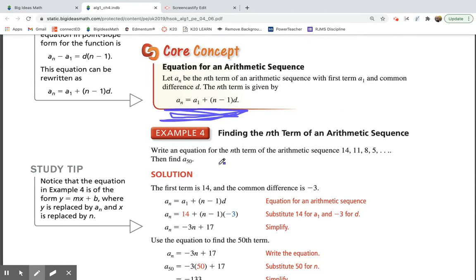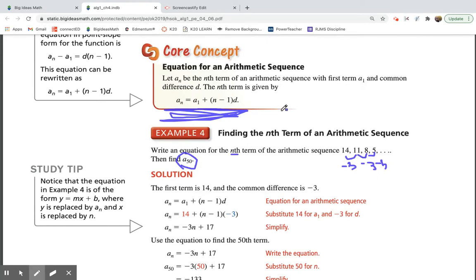So we'll look at a problem that uses that to kind of explain it a little bit. So it says, write an equation for the nth term of the arithmetic sequence. So here's our sequence. Then find A sub 50. Okay, so first thing we do, let's go ahead and find our common difference. From 14 to 11, that is plus a negative 3, or minus 3. 11, 10, 9, 8. Again, same thing. And 8 to 5, same thing. So since we're subtracting 3 every time, that is our d, negative 3.